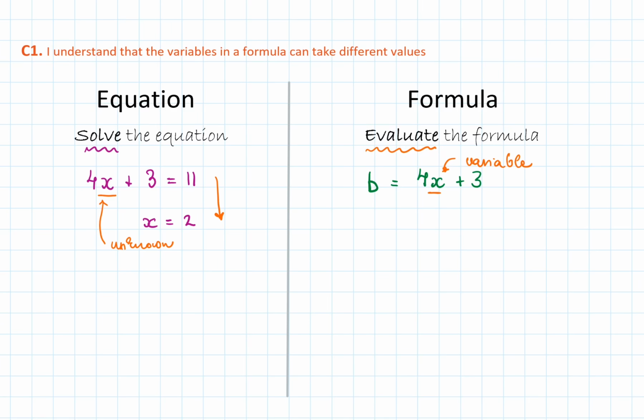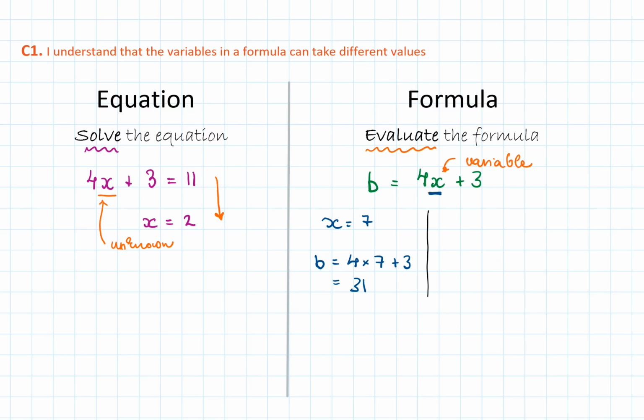Let's evaluate it, for example, for x equals 7. If x equals 7, then after substituting this into the place of x, we find that b equals 4 times 7 plus 3. Remember, when there is a number next to the variable, that means multiplication. So 4 times 7 is 28, plus 3 is 31. In this case, b equals 31.